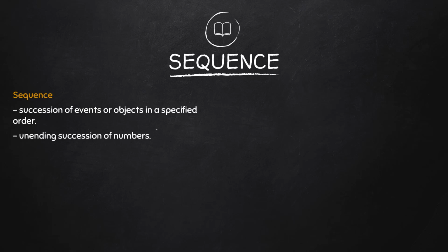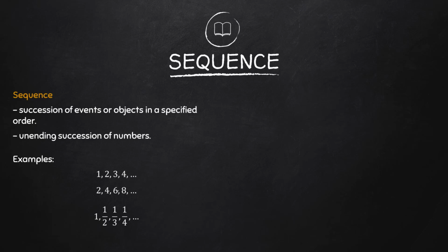Okay? In mathematics, when we talk about a sequence, this is composed of an unending succession of numbers. Sequence. It's never ending. There are some cases wherein the sequence is finite, but most commonly there is no end for the succession of numbers. So examples of sequences are these: a series of numbers 1, 2, 3, 4 up to positive infinity; 2, 4, 6, 8 up to positive infinity; 1, 1 half, 1 third, 1 fourth up to positive infinity.